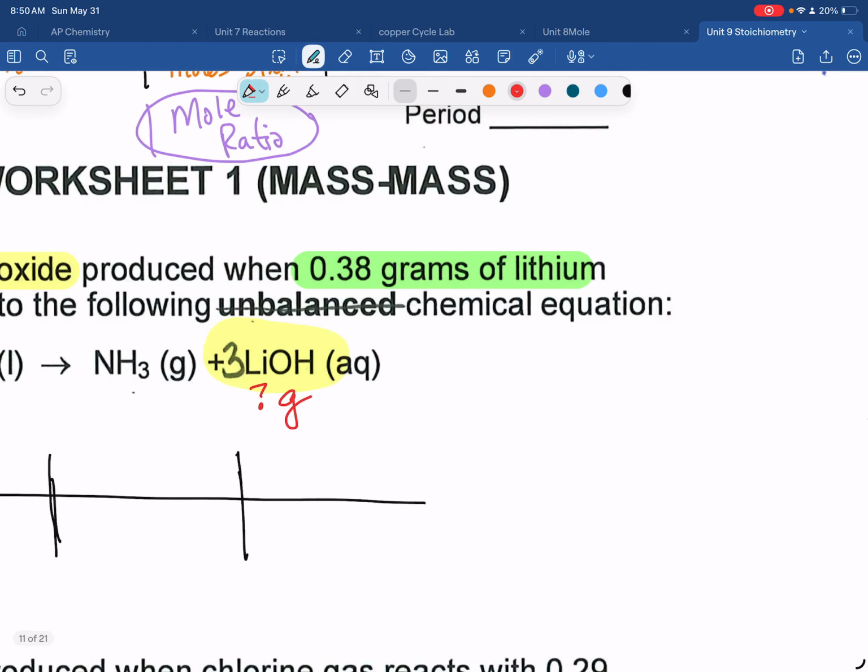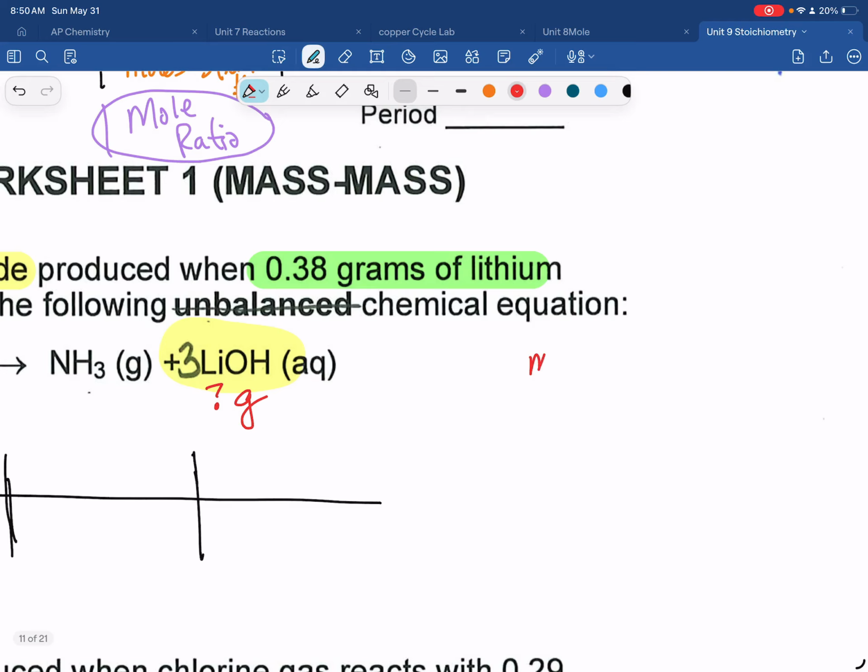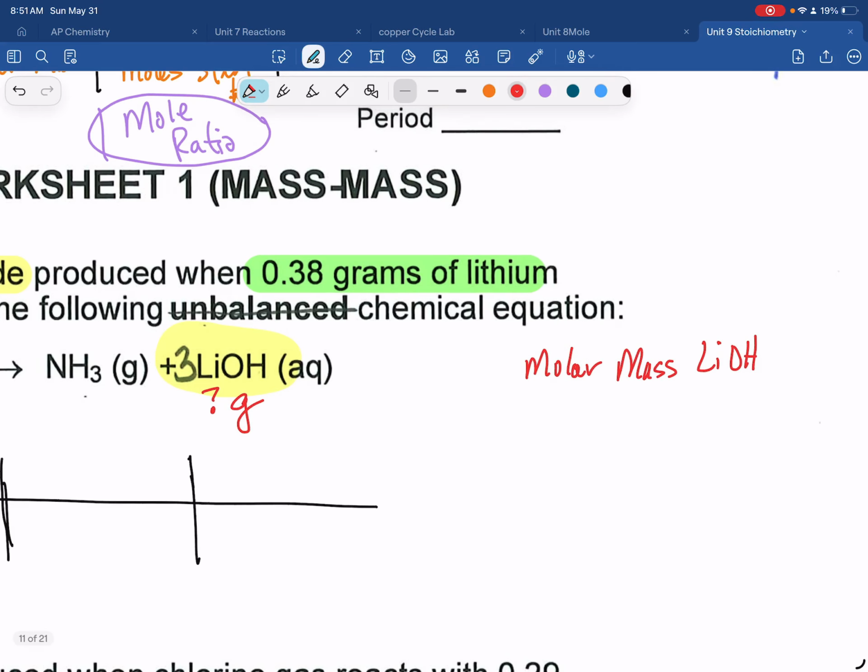Now I'm going to do the same thing on this side for our lithium hydroxide, because we need them both. So for lithium hydroxide, we have 1 of everything. We need 1 lithium, 1 oxygen, and 1 hydrogen, 1.01. We're going to add all those up, and we get 23.95 grams.